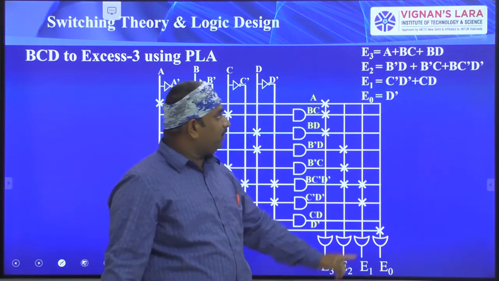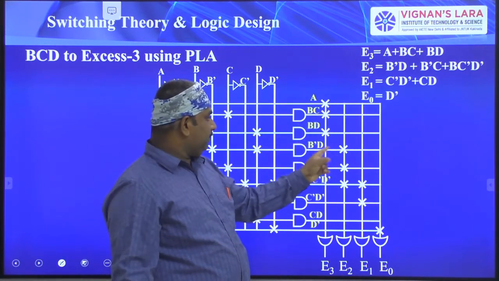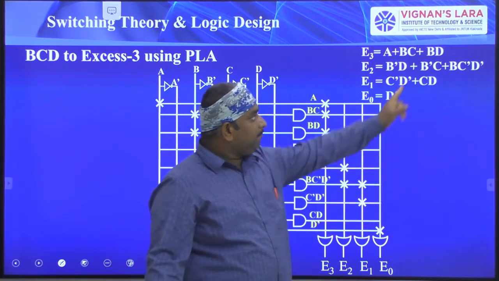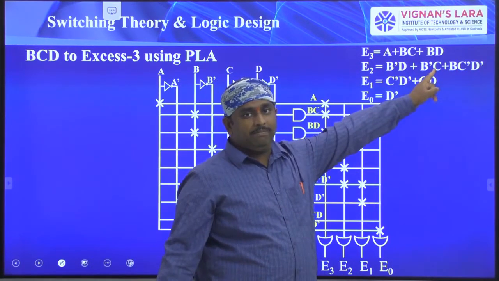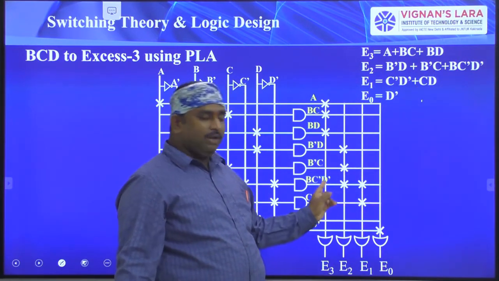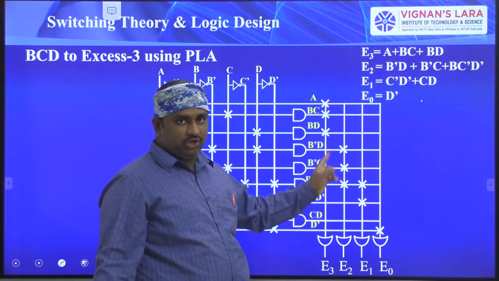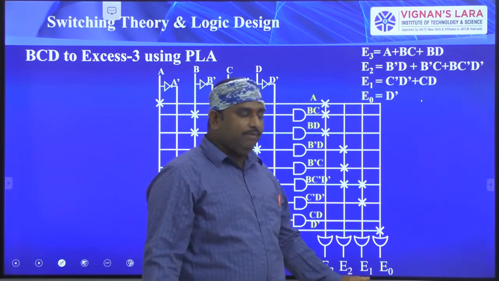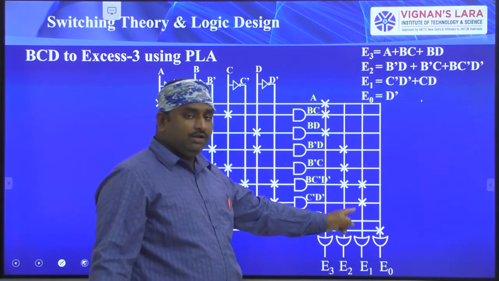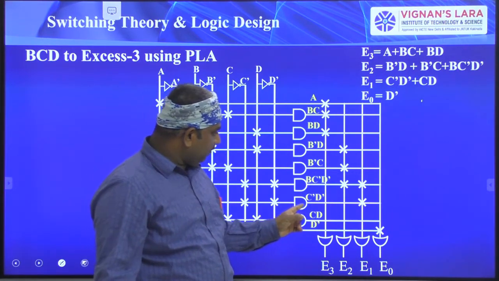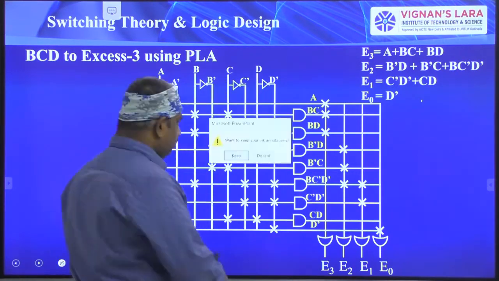And coming to the E2 function, where it is B bar D, so the B bar D we have taken, and B bar C. The B bar C also we have taken here, and B, C bar, D bar. For this E2, the B, C bar, D bar also we have taken. The 3 inputs we have taken here. And E1, where E1 is equal to C bar D bar plus CD. So C bar D bar, CD. So see here, C bar D bar, that we have mentioned down.